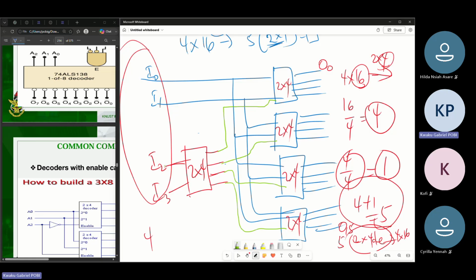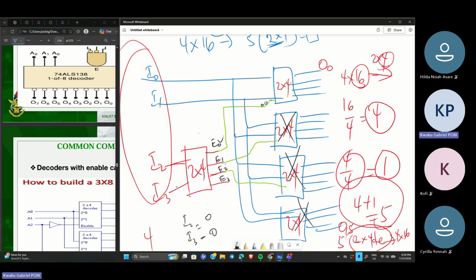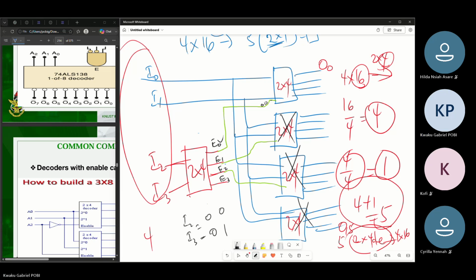So what that means is, when the output is 0, 0, the enable signal will choose this guy. Let's say this is E0. Let me make here E0, here E1, here E2, here E3. It means when I2 and I3 are 0, 0, you enable this guy. This one is enabled, then all these ones will be disabled at that point in time. When I2 and I3 are 0, 1 respectively, E1 will be enabled, because I'll be using this guy as the MSB in this case.